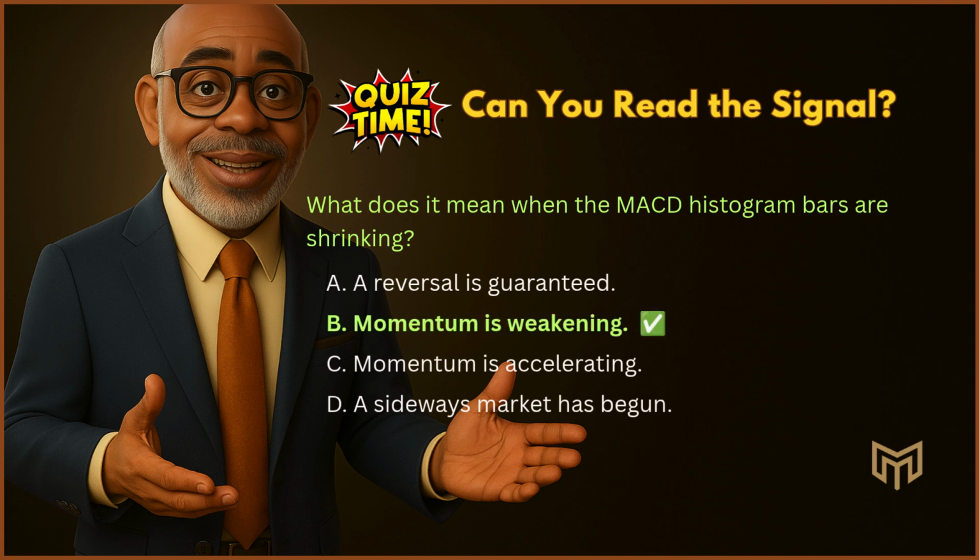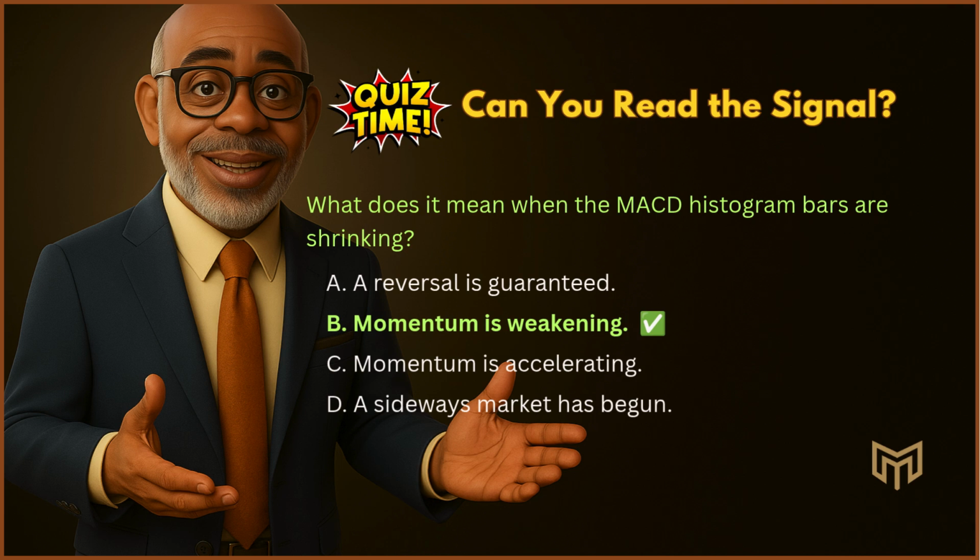The correct answer is B, momentum is weakening. When those histogram bars start shrinking, the distance between the MACD line and the signal line is closing. The move isn't over necessarily, but it's losing steam. That's your cue to pay attention. If you chose A, a reversal is guaranteed. Nothing in trading is guaranteed. Shrinking bars are a warning sign, not a promise. Always wait for confirmation before making a move.